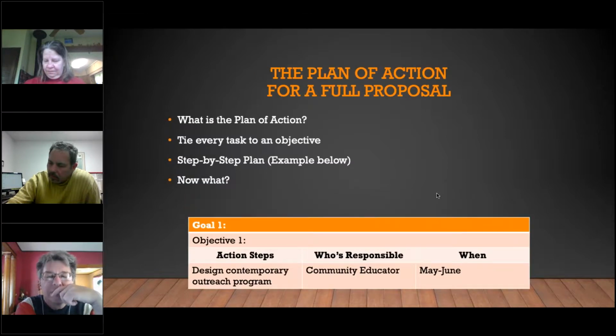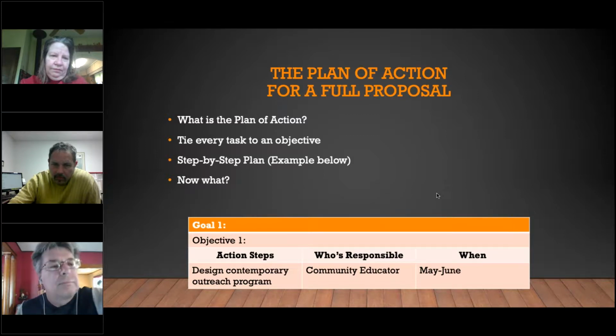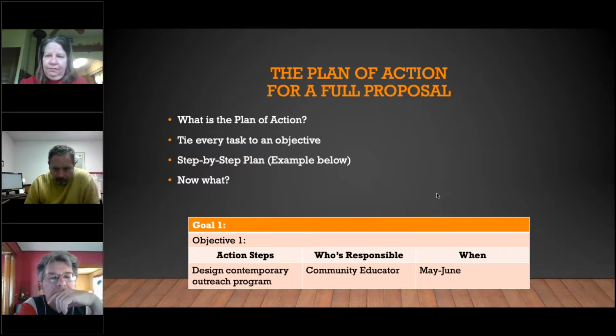Next is the plan of action for a full proposal. The plan of action, sometimes referred to as action steps or tasks, is a step-by-step description of what you will do to accomplish each objective you've defined in your grant request. The plan of action can make or break your request. Incorporating details in this section of the grant request is critical. If you cannot demonstrate to the grant maker that you have a strong, workable plan ready to implement, then it is unlikely you will receive a grant award.